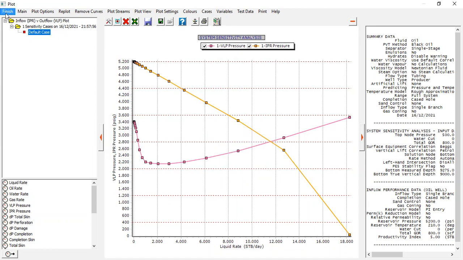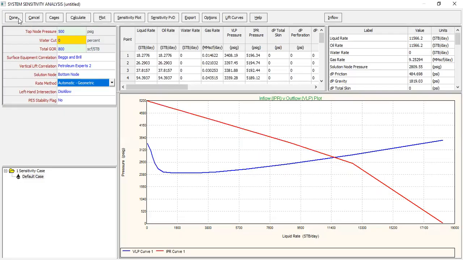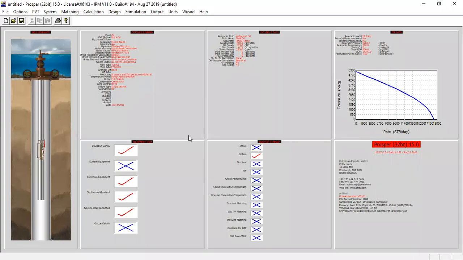Okay, so we can click finish, done. All right, so we have completed the initial nodal analysis, and now we will go to stimulation to design the matte acid. Go to stimulation, this one, matte acid stimulation of sandstones.